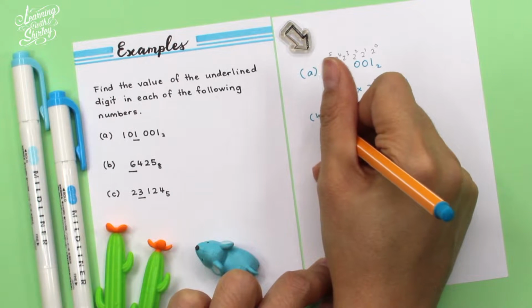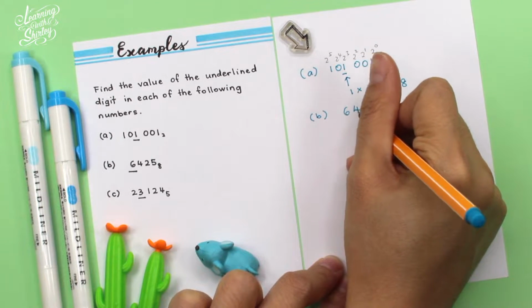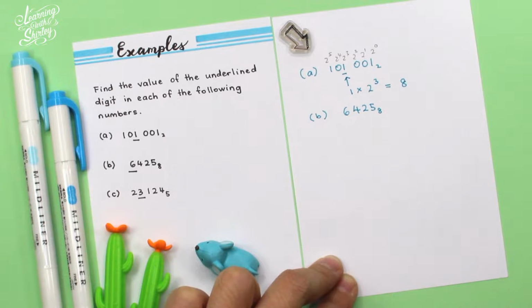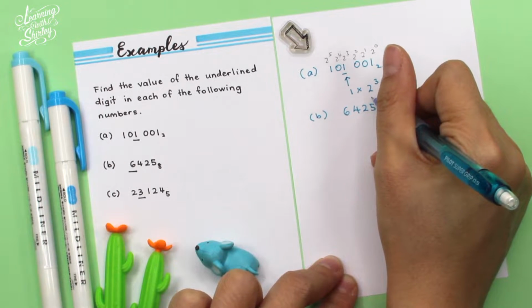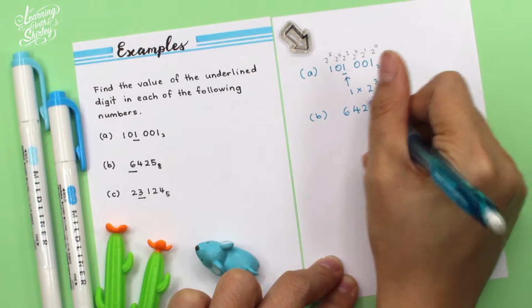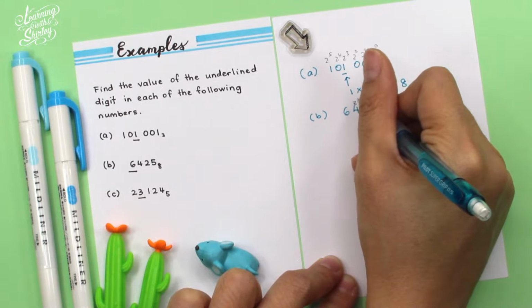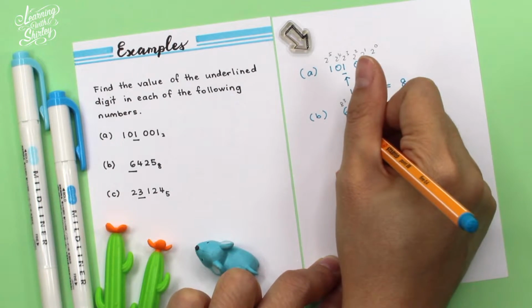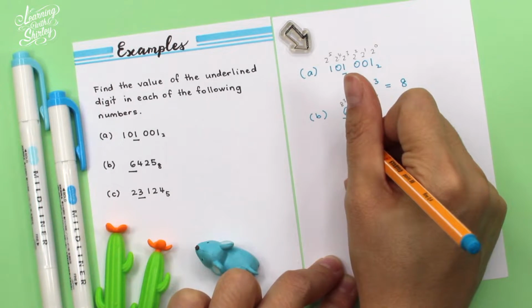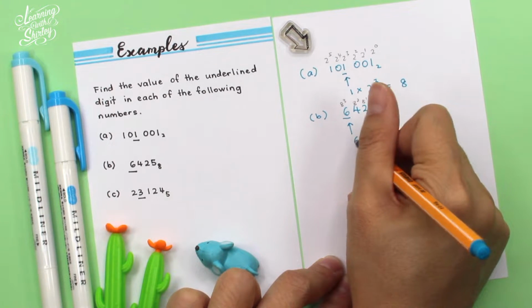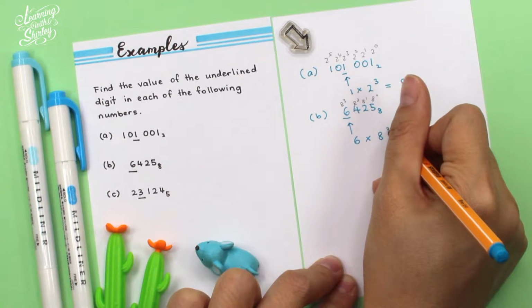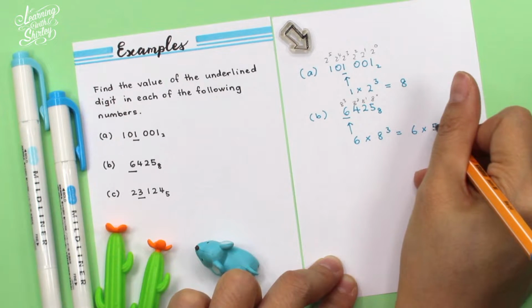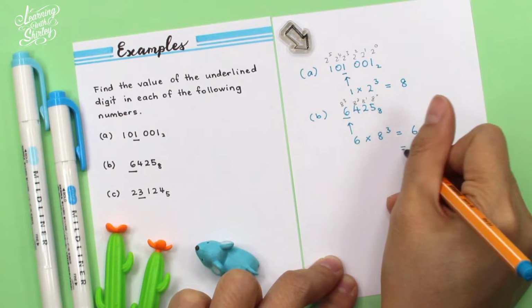For B, 6425 base 8. What we're going to do is use a pencil and list down on top 8 power 0, 8 power 1, 8 power 2 and 8 power 3. The underlined digit is digit 6. To find the value of this underlined digit will be 6 times 8 power 3, and 8 power 3 is 512. And the answer is 3072.